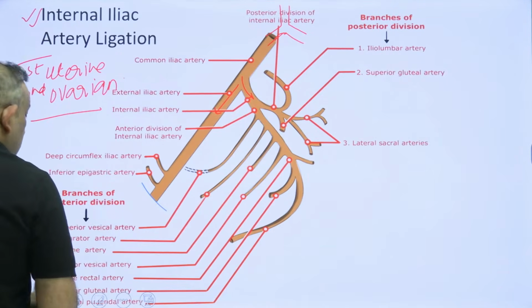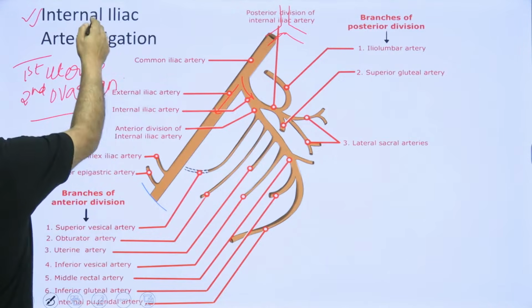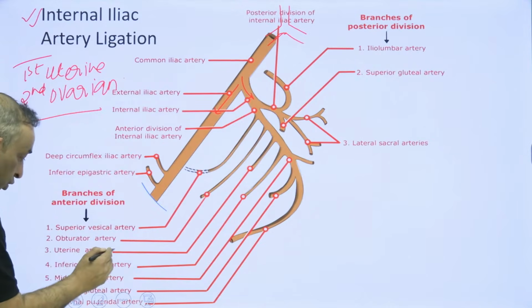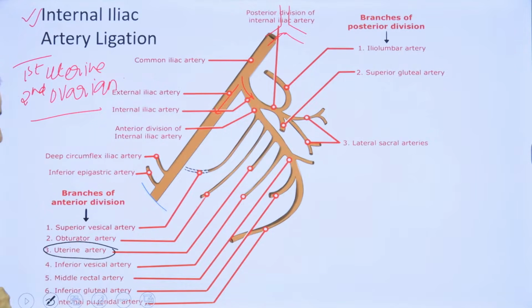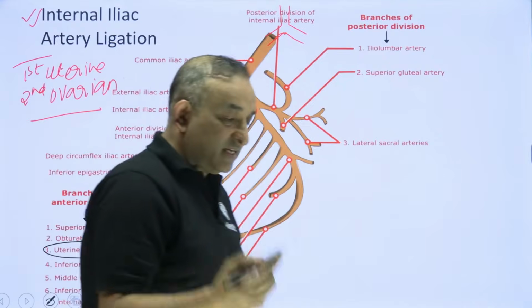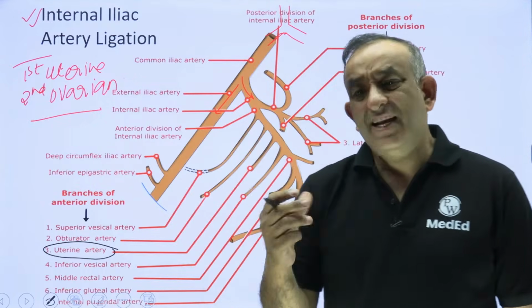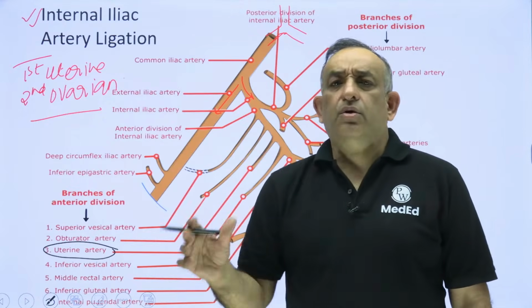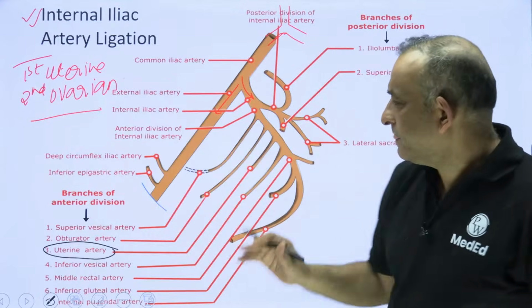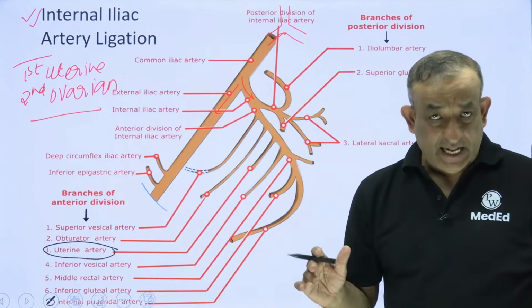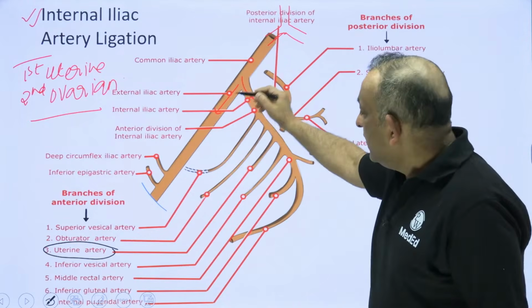So when you're ligating the internal iliac, why are we talking about the internal iliac artery? Because the uterine artery is a branch of the internal iliac artery. So this ligation is a hot shot topic as a short note in MBBS and a regular question in any entrance exam. Internal iliac artery ligation. First, they'll ask you what are the branches of the internal iliac artery.